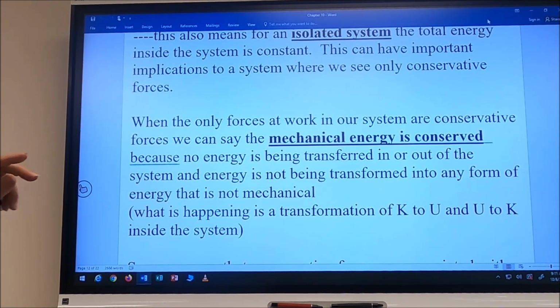The main thing, for an isolated system, the energy inside the system isn't going to change. We go one step further, we say if the only forces at work inside the system are conservative forces, then mechanical energy is conserved. So we're going to start looking at systems where we have conservation of mechanical energy, where we only have conservative forces.